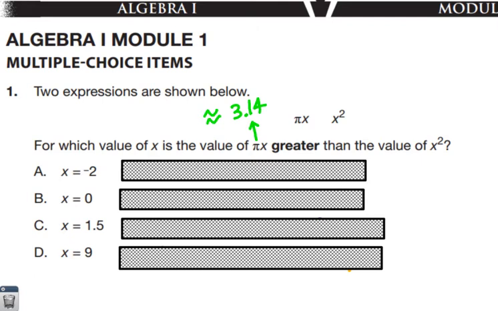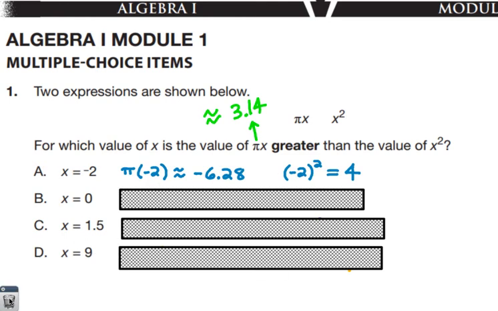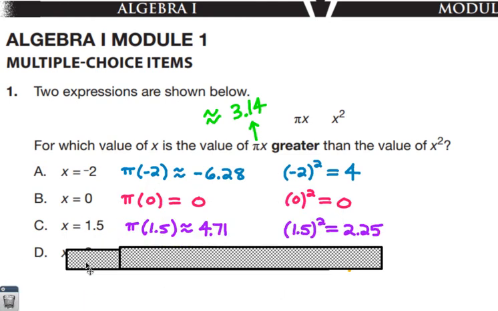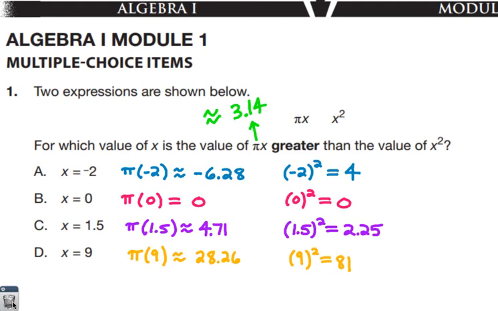This is one of those multiple choice questions where not only can you go through each possible choice to check its correctness, but it's kind of the only way. You pretty much have to run through all of the choices, and I've done some calculating in advance. If you let x equal -2, then pi times x will be about -6.28.